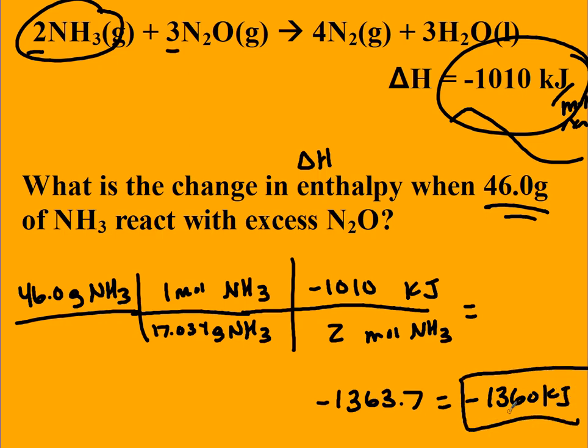I need the negative in front because this problem says what's the change in enthalpy. If it had said how much energy would be released, then I could have just said 1360 kilojoules released at the end. But delta H's should have signs on them, and so that's why you needed that negative.